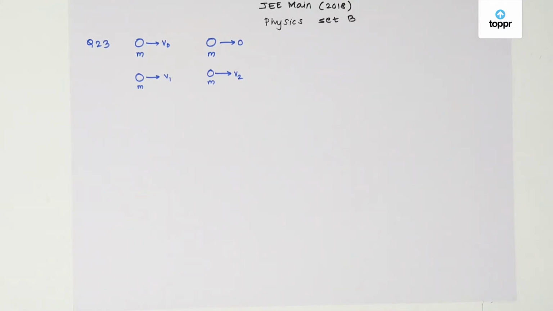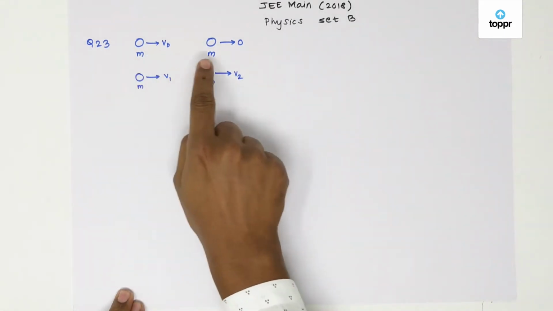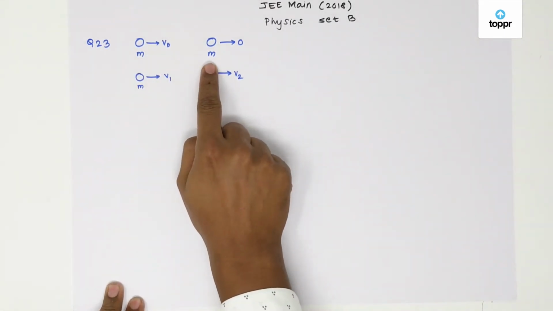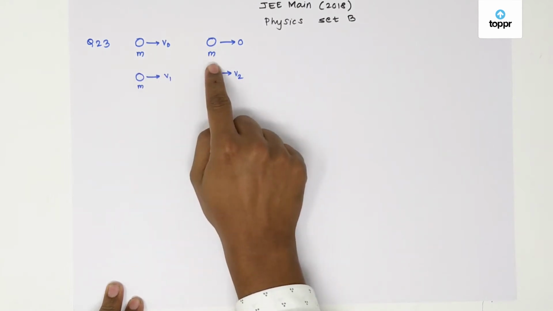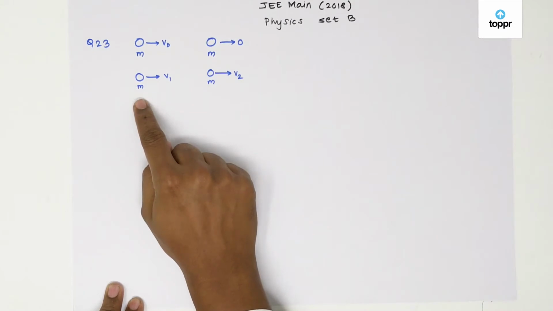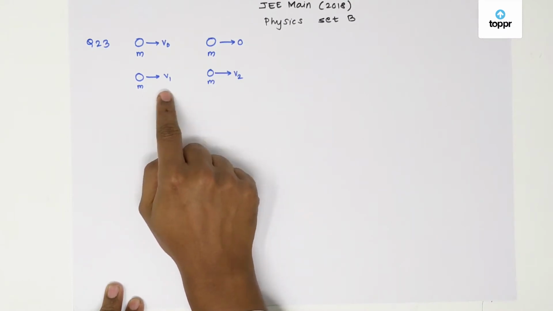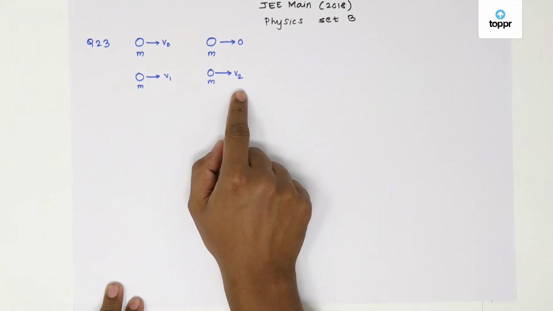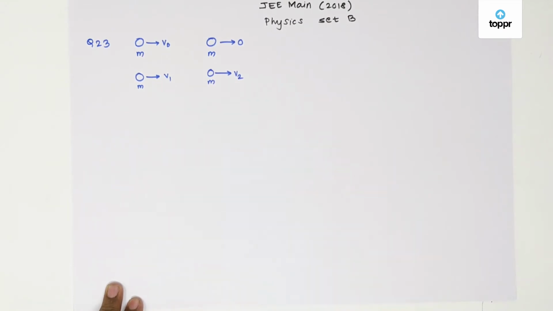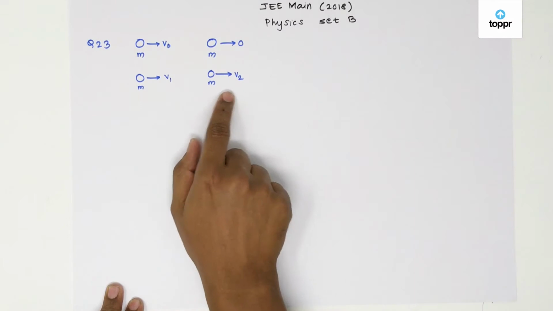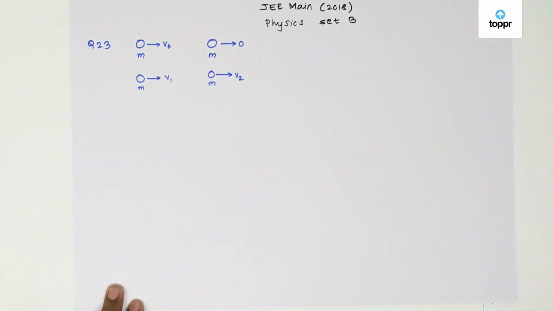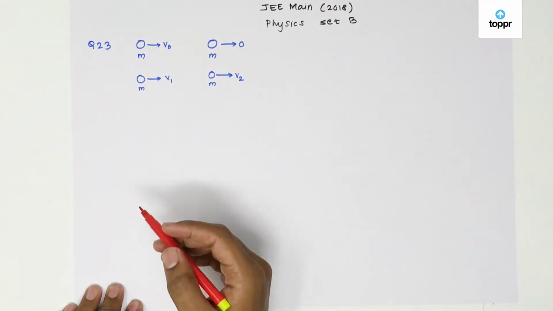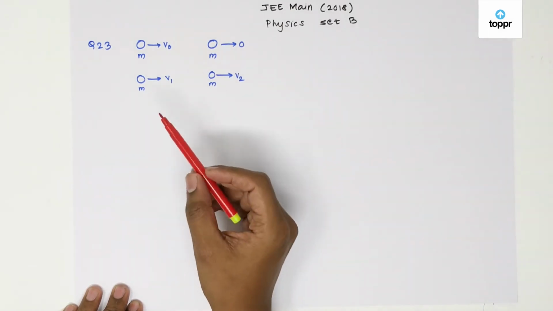So the question says that there are two particles of similar mass m and m, which initially before collision, the first mass is traveling with the velocity v0 and the second mass is stationary. And after collision, I am assuming that first mass has velocity v1 and the second mass has velocity v2. And we have to find that after collision, what will be v2 minus v1, that is the relative velocity between the second and the first mass. So, as you can see, we have two masses in different cases.